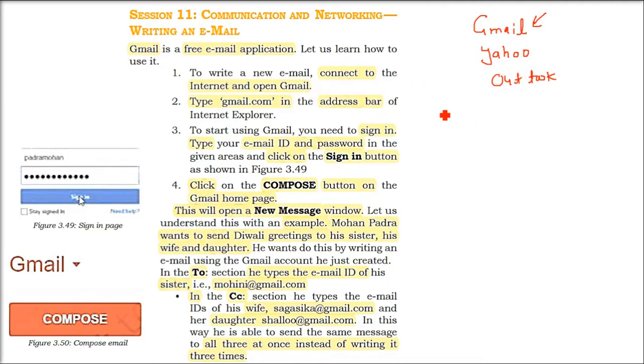So in order to write an email, first you need internet connectivity. First connect to the internet, and then you have to open Gmail. For that you have to go to gmail.com. So type www.gmail.com or just type gmail.com on the address bar of your web browser.